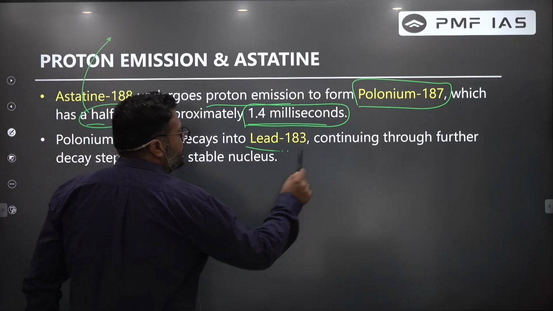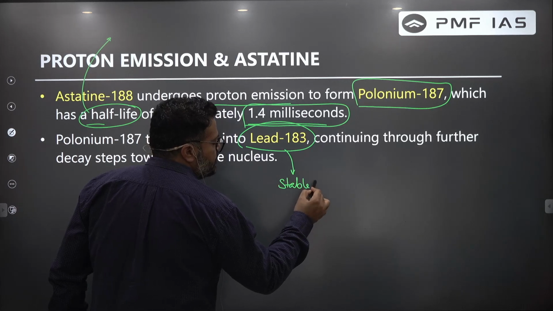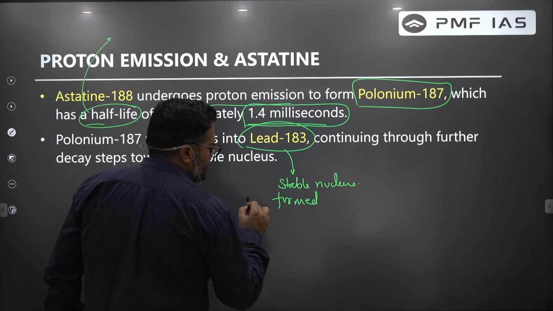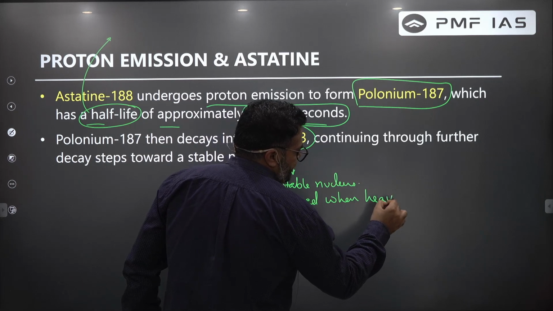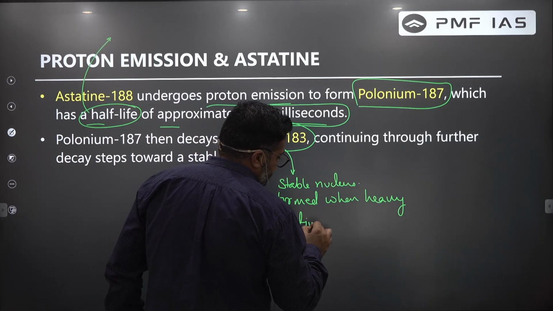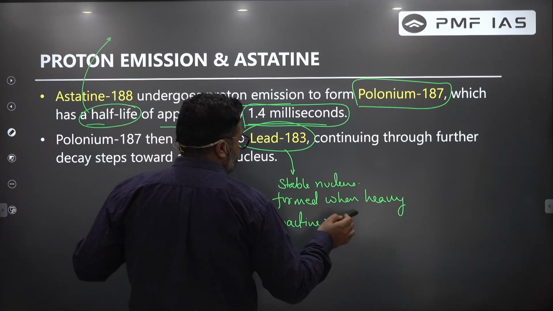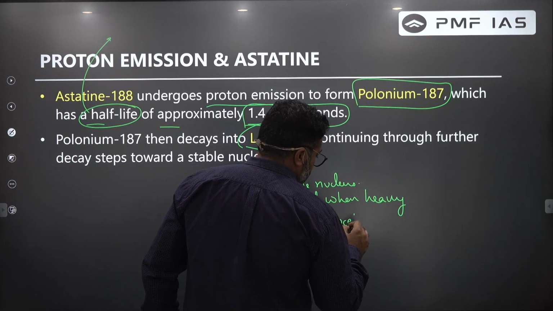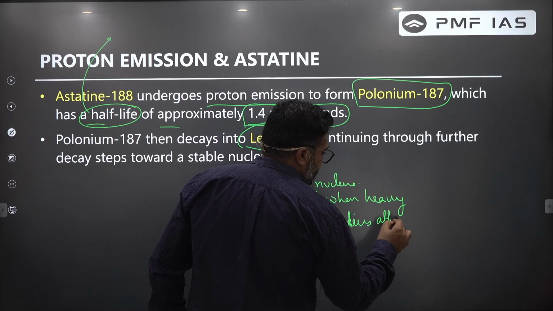That means once the polonium starts degrading and breaking down, trying to become stable, the polonium 187 decays into lead 183, and lead is often considered to be the stable nucleus that is formed when a heavy radioactive nucleus attains stability.